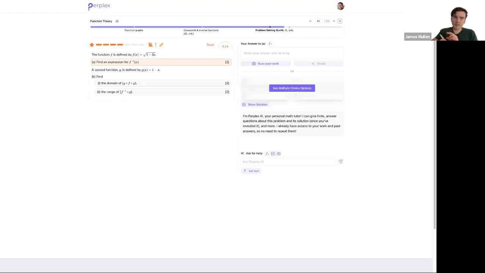So the procedure is the same. I swap x and y, and I say x is equal to the square root of 5 minus 3y. And I'm trying to isolate y. So I'm going to square both sides. x squared is equal to 5 minus 3y.